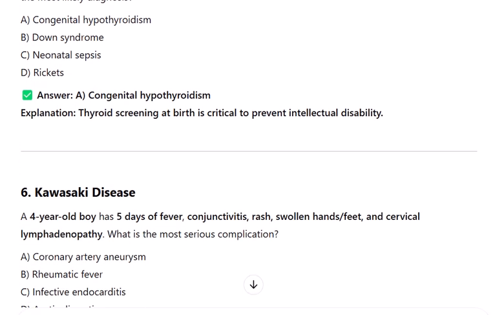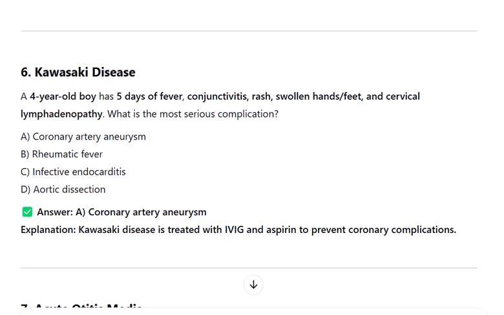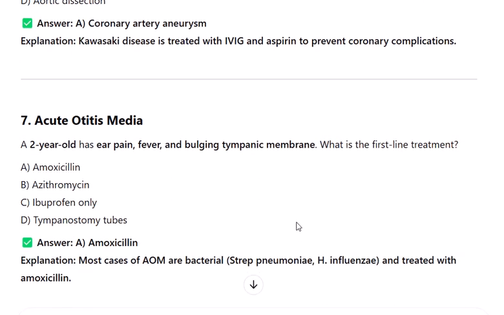6. Kawasaki disease. A 4-year-old boy has 5 days of fever, conjunctivitis, rash, swollen hands, feet, and cervical lymphadenopathy. What is the most serious complication? A. Coronary artery aneurysm. B. Rheumatic fever. C. Infective endocarditis. D. Aortic dissection. Answer A. Coronary artery aneurysm. Explanation: Kawasaki disease is treated with IVIG and aspirin to prevent coronary complications.